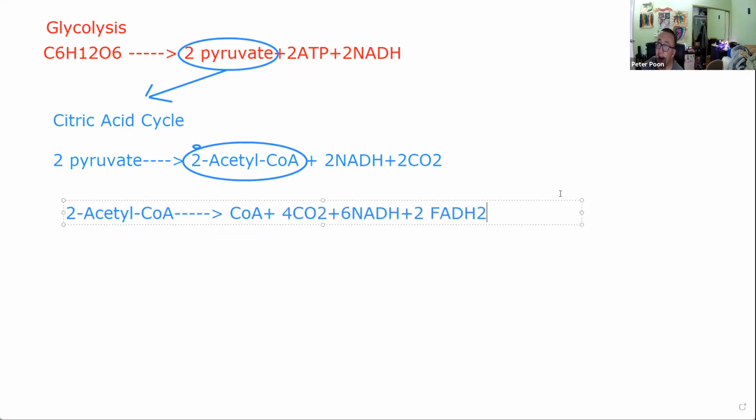In the diagram in the textbook, it shows you what happens for one acetyl-CoA. Remember, in glycolysis, we broke one sugar molecule into 2. So I'm keeping the 2 here, so everything's multiplied by 2. Eventually you want to sum it up and figure out how much ATP is made by one glucose molecule. So here is the acetyl-CoA. Acetyl-CoA breaks down to CoA, which we recycle later, and then 4 CO2s, 6 NADHs, and 2 FADH2s.